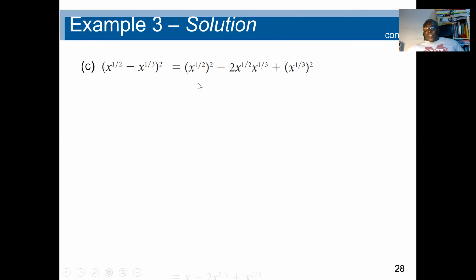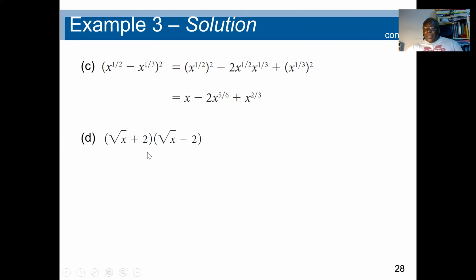So this will give me x, because half times 2 is 1. And 1/3, so this will give me 2/3, because 1/3 times 2 is 2/3. Then we have x half times x 1/3. So we can combine these two exponents, and that gives me 5/6. Now I can't combine any more because all the three terms are different. Their exponents are different. So that'll be our final solution.